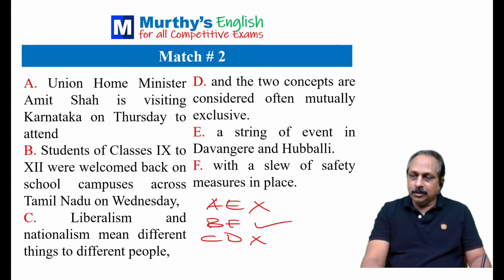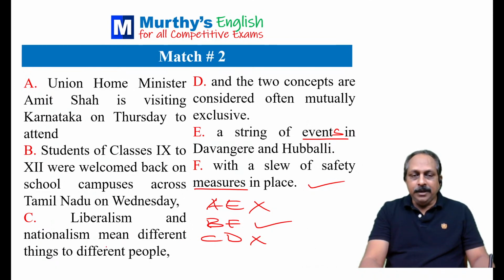CD, wrong. Why? Union Home Minister Amit Shah is visiting Karnataka on Thursday to attend a string of events. You cannot say string of event. String of events. The noun should be in the plural form. So AE is not correct. Students of class 9 to 12 were welcomed back on school campuses across Tamil Nadu on Wednesday with a slew of safety measures. So perfect. BF is correct. CD is not correct.